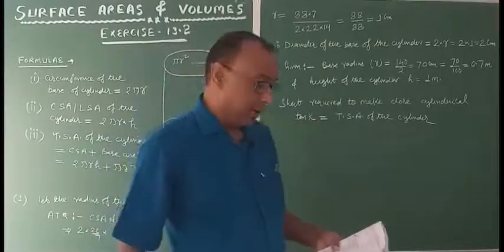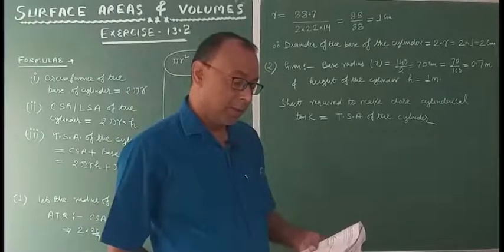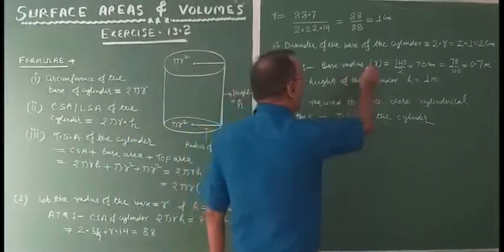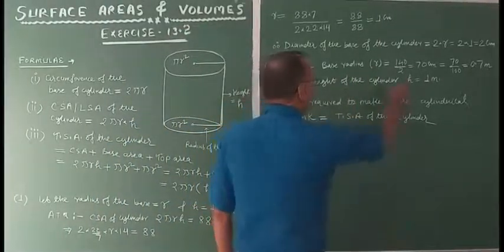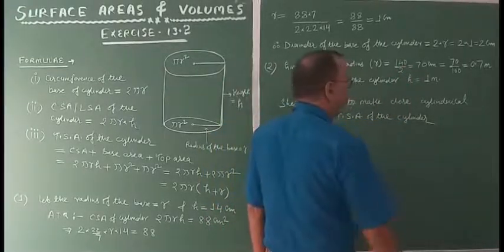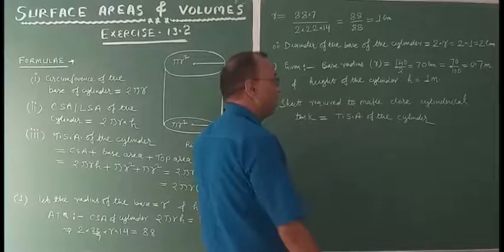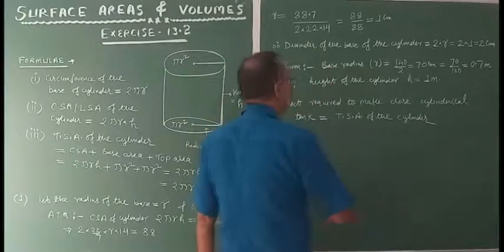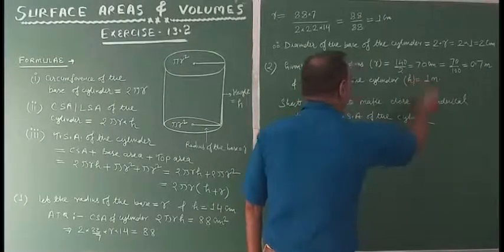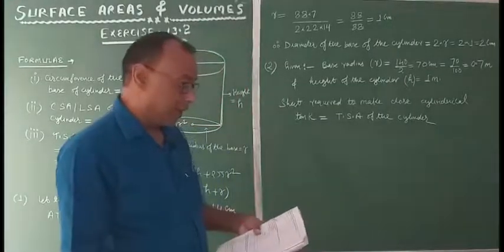It is required to make a closed cylindrical tank of height 1 meter and base diameter 140 centimeter from a metal sheet. Base diameter was given as 140 centimeter, so the radius will become 140 upon 2, that is 70. So 70 upon 100. For converting to meters, we divide by 100. So you will get 0.7 meter. And the height of the cylinder h is given as 1 meter. Question is: how many square meters of the metal sheet are required for the same?